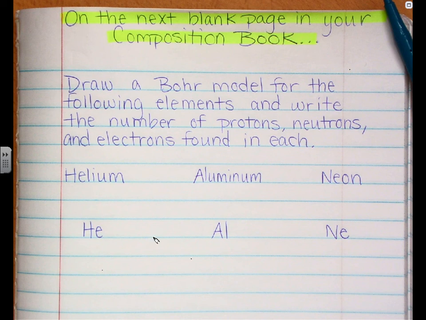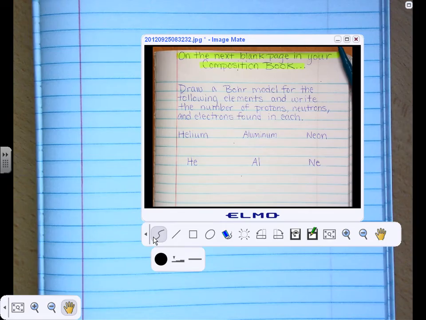So the first one we had was helium. And what's the first thing that you should have out in front of you anytime you are doing anything that has to do with the elements? Destiny. Your periodic table of elements. Remember, I told you that that was like the most important piece of paper you were going to get all quarter, and that we use it quite often.